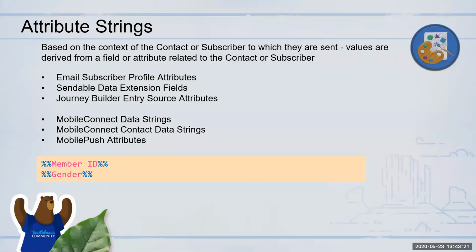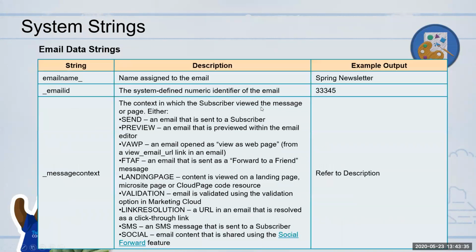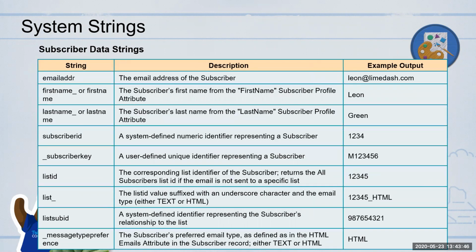Okay, so that is attribute strings, like I was saying. Then there are some system strings as well. These are system defined, if you want to use them in your particular email. We have some date strings, some data strings, if you want to know the email name assigned or the email ID for that email. You can go through the documentation.